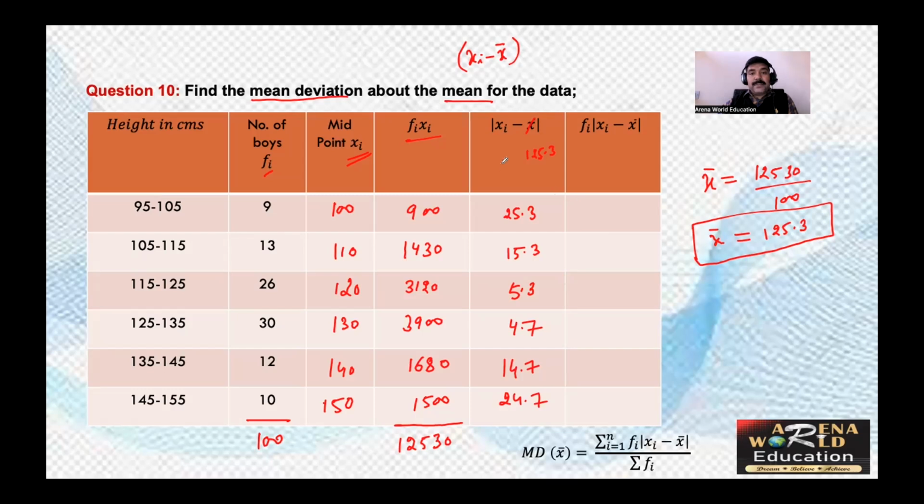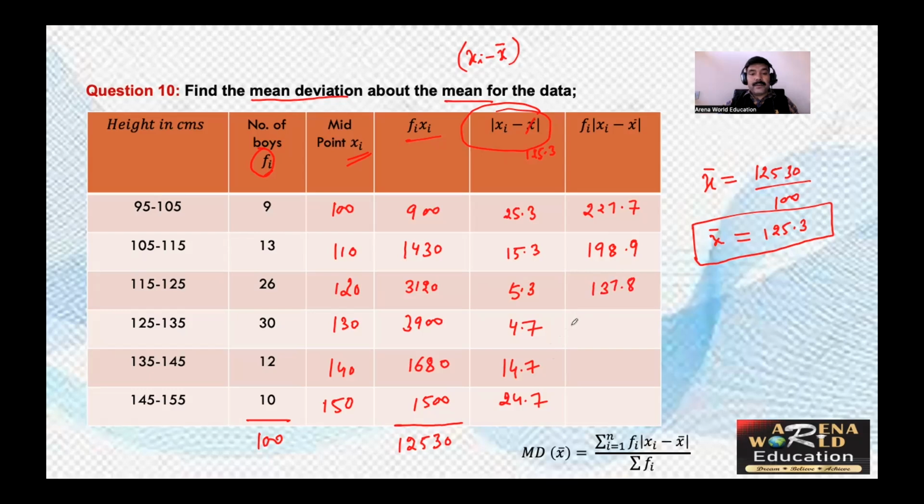So now what is the next step? Yes, we will multiply each fi with modulus xi minus x bar, right? So this time you have to be very, very careful because we are multiplying 9 into a decimal number, 13 into a decimal number in this way, right? So 9 into 25.3, this will be 227.7. 13 into 15.3, this will be 198.9. Then 26 into 5.3, this will be 137.8, right?